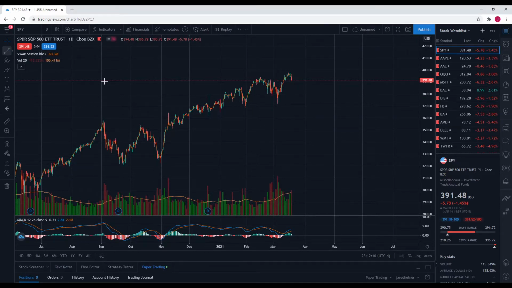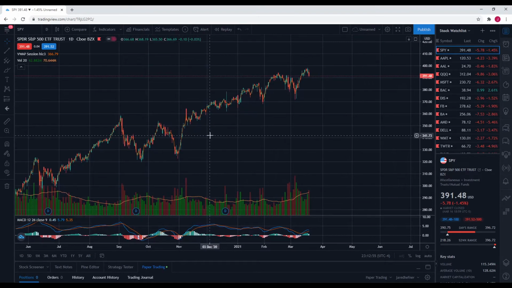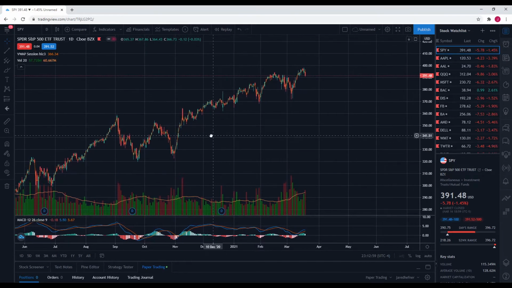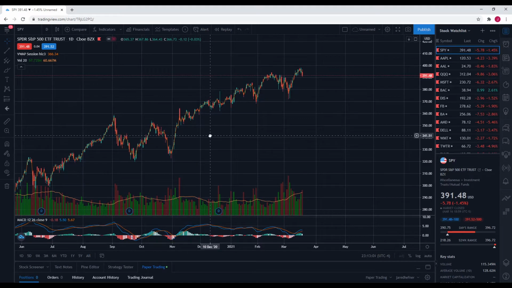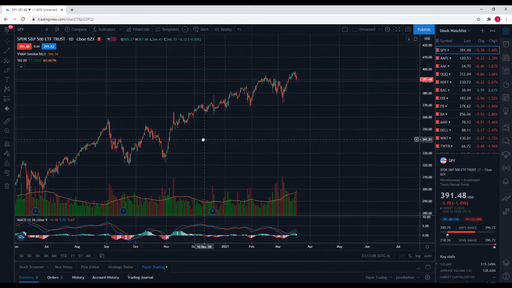The first thing you're going to want to do is bring up whatever stock or ticker symbol you are wanting to draw the trend line for. In this case we have the S&P 500 or the SPY ticker symbol. This is just an S&P 500 index fund. It's probably one of the most popular ETFs on the market.